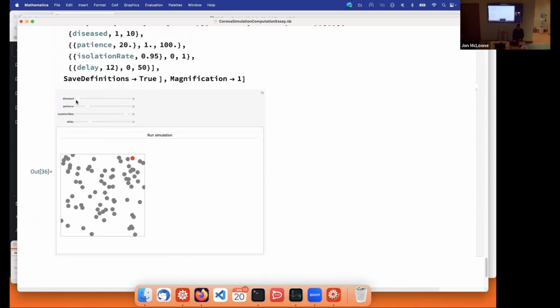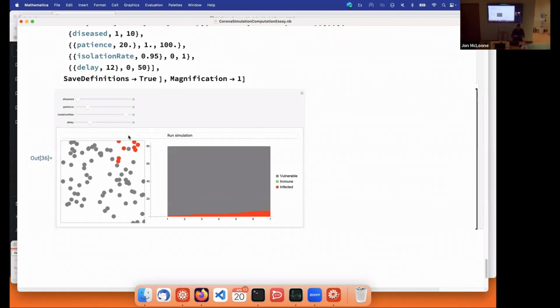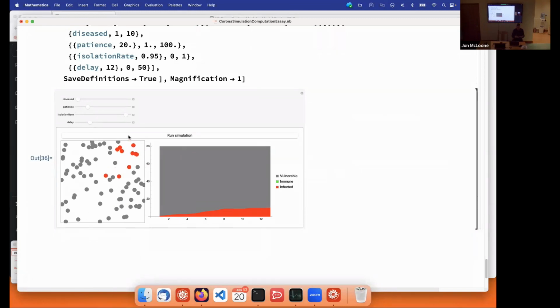I allowed it to set some rates for the initial disease. So here's our diseased person waiting to go. The patience, which is how long they'll stay isolated. The isolation rate, which is when you say lockdown, how many will actually obey. And the delay before we start. And then when you run the simulation, you can see them wandering around. Every time the red blob touches somebody, they become infected.